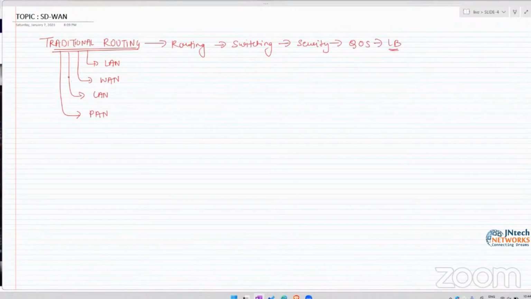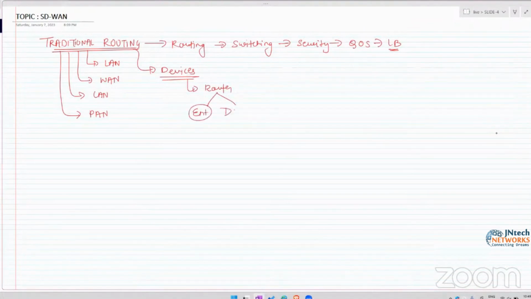Now in traditional routing we are using multiple types of devices. How many types of devices are we using? So we are using a router. We get two types: one is my enterprise router, one is my data center router, one is my service provider router. All types of routers are available in traditional routing, depending on your design.